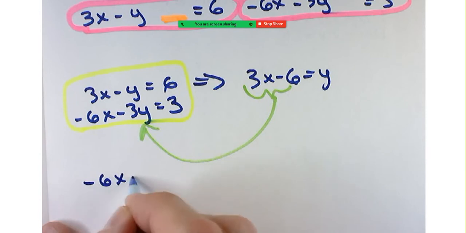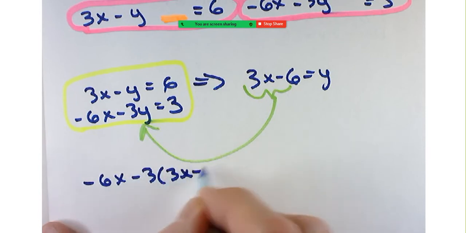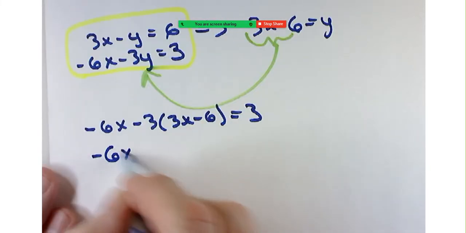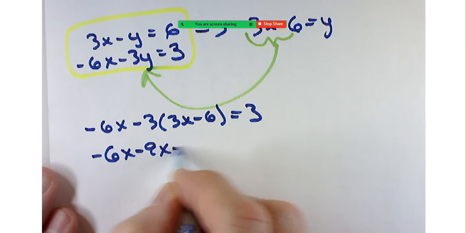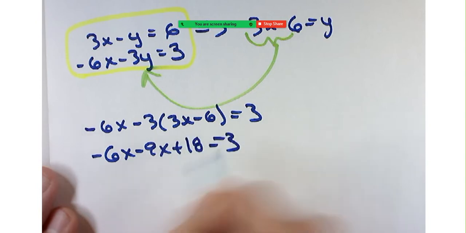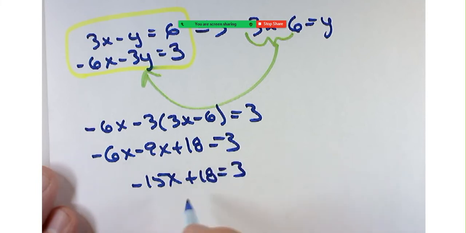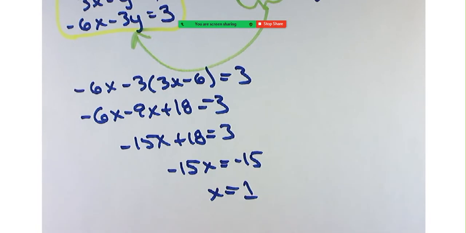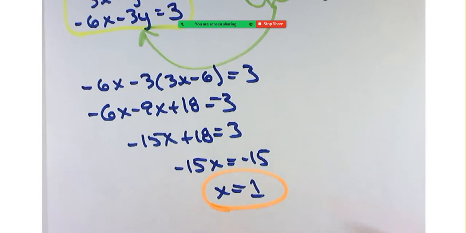Negative 6x minus 3 times 3x minus 6 equals 3. So negative 6x minus 9x plus 18 equals 3. I get negative 15x equals negative 15. So wow, did a lot of work just to find out that x equals 1. That's okay.